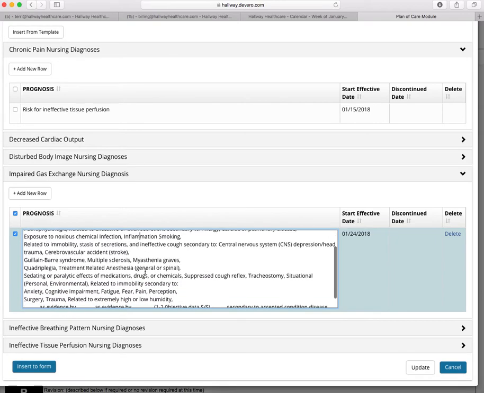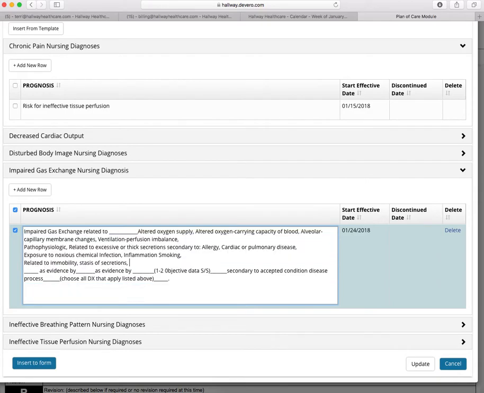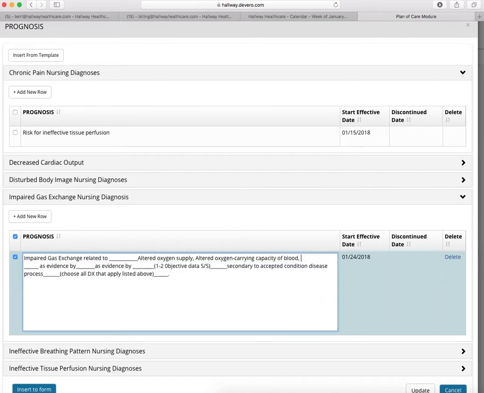Related factors, you honestly only need about two to three. I don't need all this. Especially all these diagnoses, my patient isn't a quadriplegic, multiple sclerosis, none of that. So I'm honestly just going to go through here and delete what doesn't really apply to him. And I only need about two. Because I just got done saying the main reason is his oxygen saturation was 87%. So I'm just deleting all that and leaving altered oxygen supply, altered oxygen carrying capacity of blood. There you go.